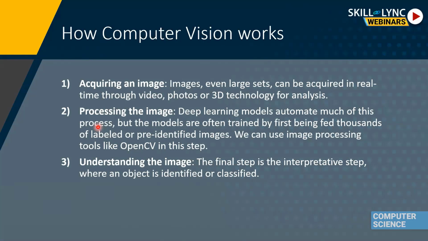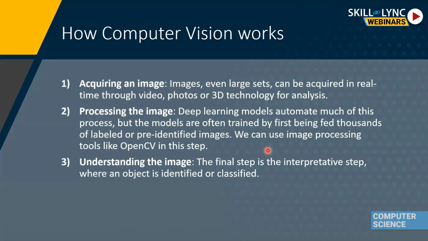We know that some deep learning models are used in step 3 to understand the image, but we can also use them to automate the process of training on labeled and predefined images. And then after the output, we can understand that the image belongs to this class, or it is this object. And we can use image processing tools, like some tools available in the OpenCV library, which can help us extract some features from the images.